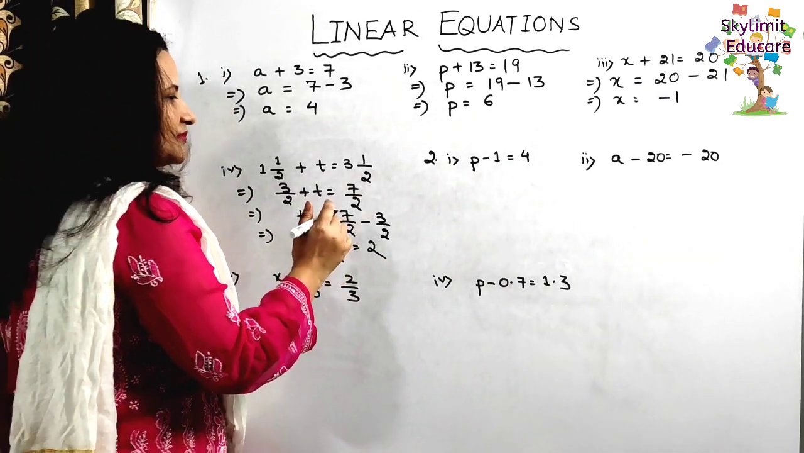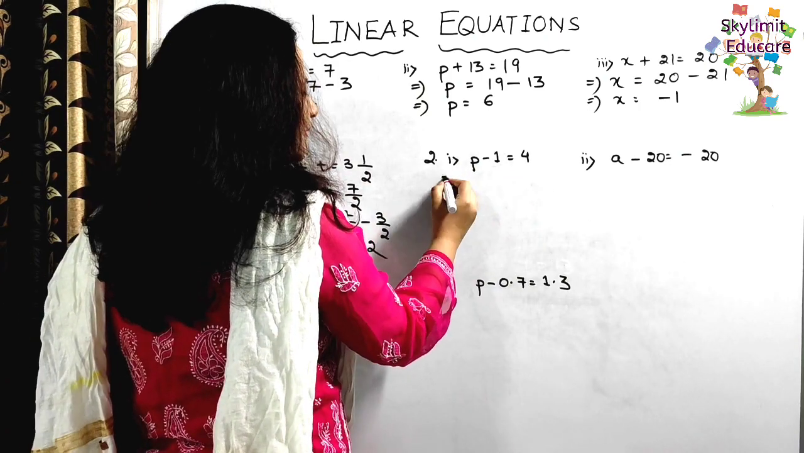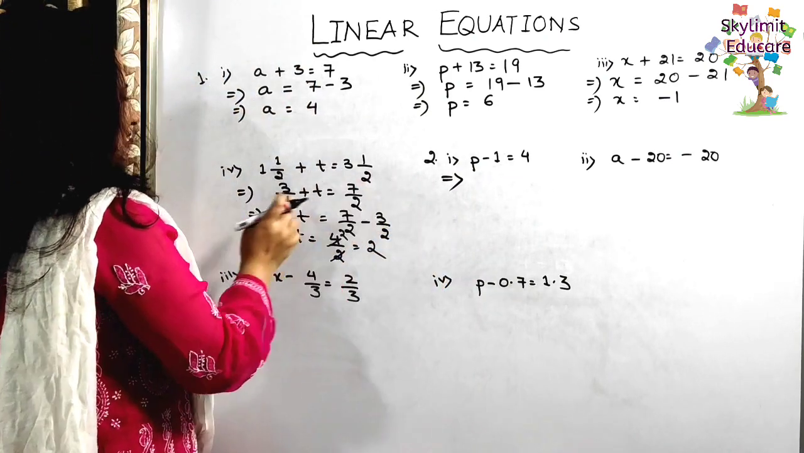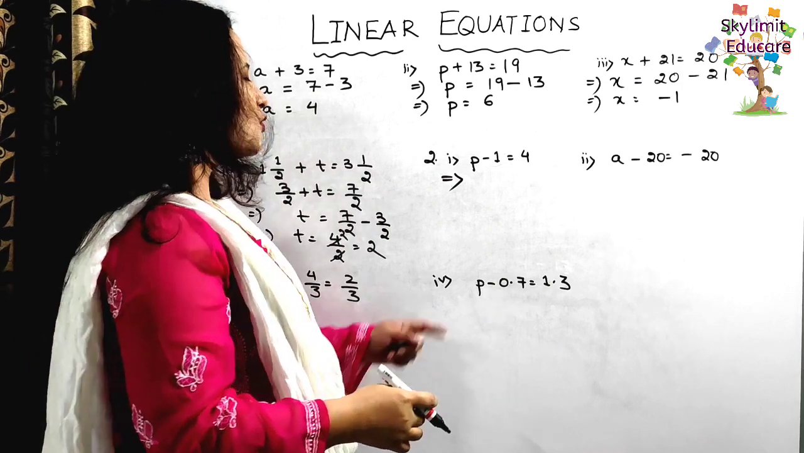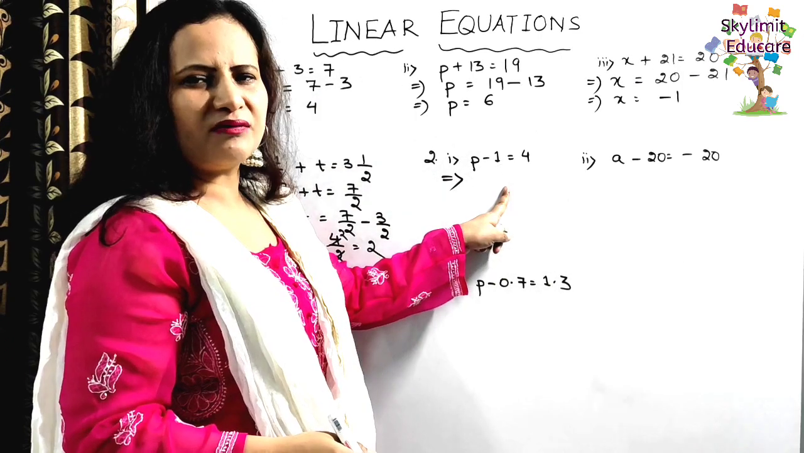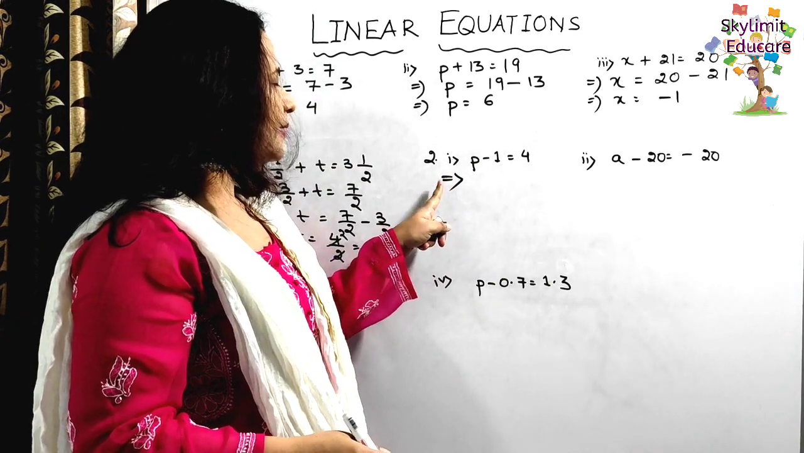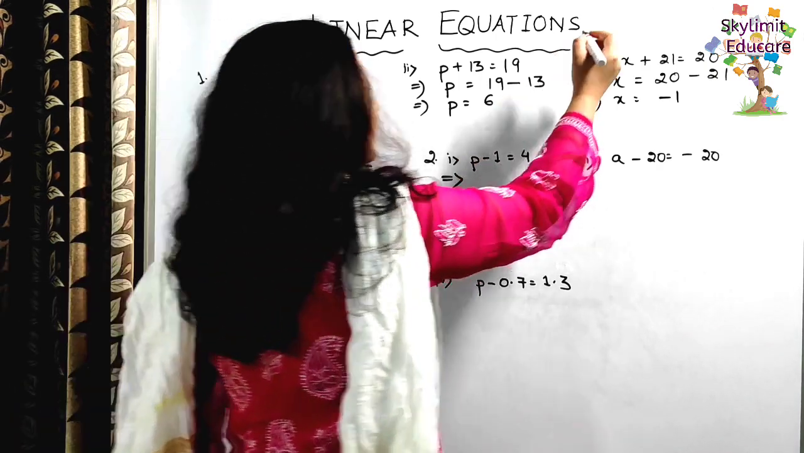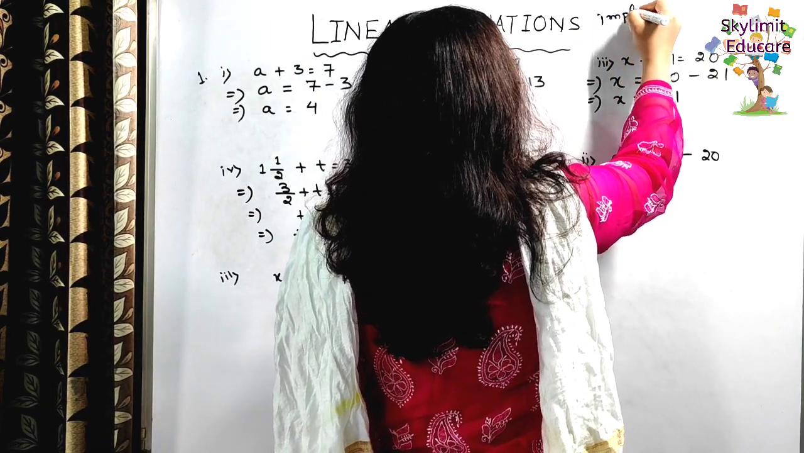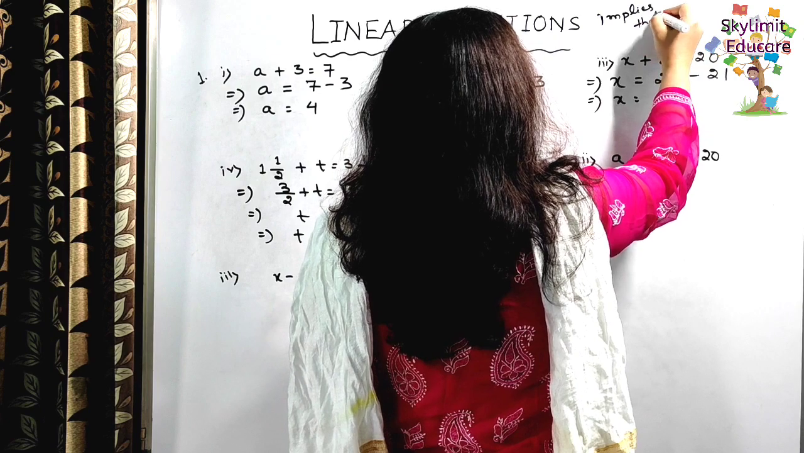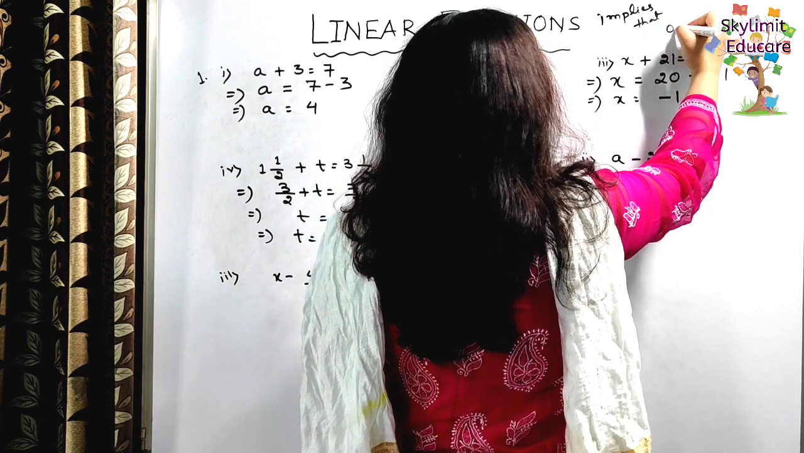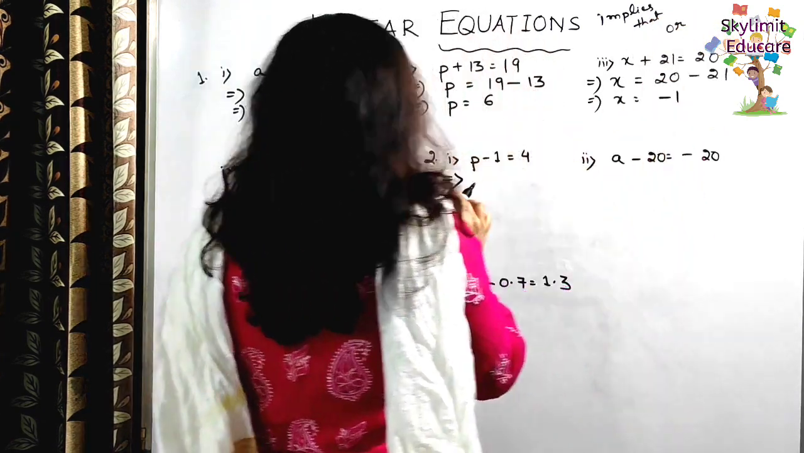Let's come to the next question. So this is the implies that sign. In the equation, you don't put an equal to again, because two equal to signs cannot be put in one statement. So you have to put an implies that. This is called as implies that sign. Or you can write "or" also. Simply "or" also you can write. So better to put implies that sign.